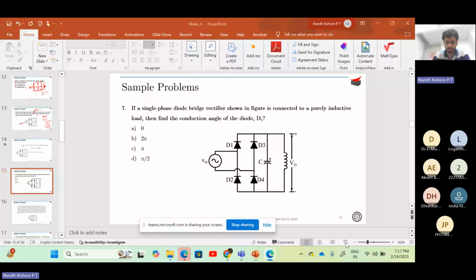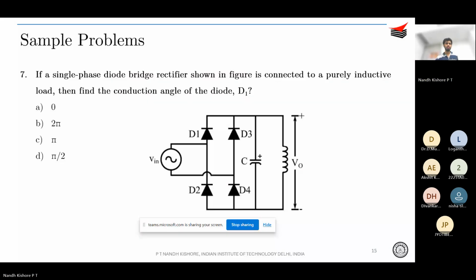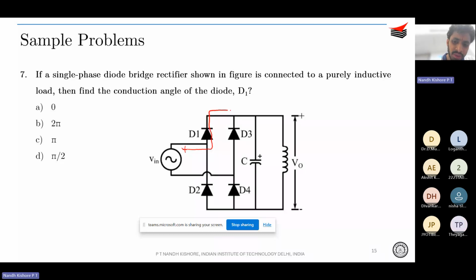Yeah, so any answers to this question? Find the conduction angle of the diode. Any guesses? How much should it be? You don't need to think much. Think from the inductor side, okay? During the positive half cycle, what will happen? Your diode D1 is on, so the current flows through D4 and back. This is what happens during the positive half cycle.